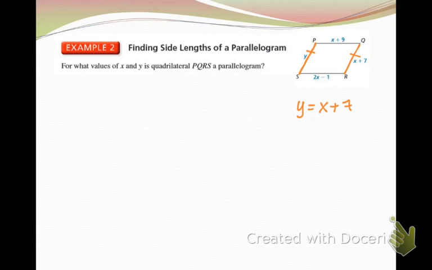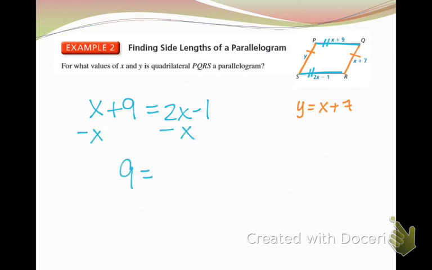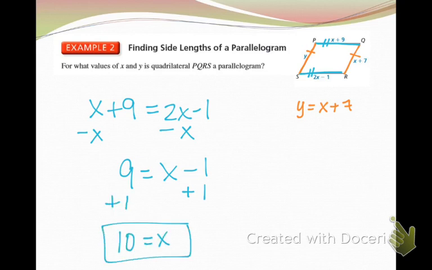I can look at the other pair of sides. In order for this to be a parallelogram, this side would have to be congruent to this side as well. So if they were, they would equal. So I could take x plus 9, and it would have to equal 2x minus 1. If that's the case, I can definitely find the value of x. Subtract my smaller x, I get 9 equals x minus 1, add 1, and 10 equals x. So I've answered half of the problem. I found the value of x.